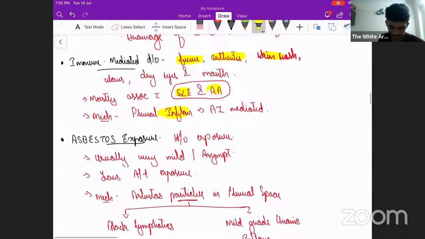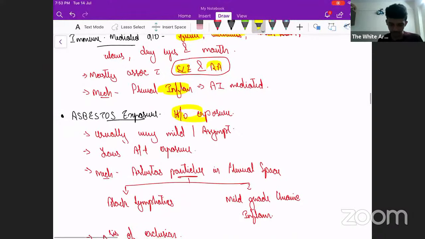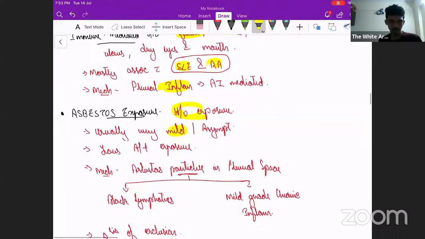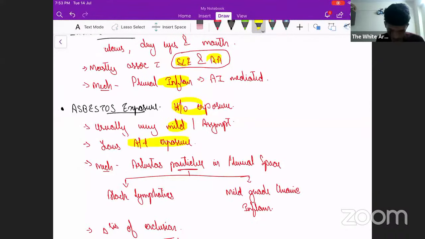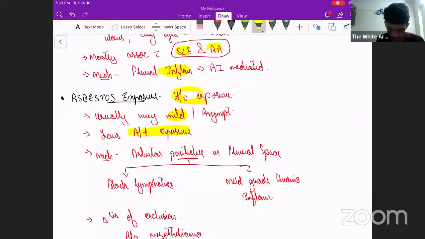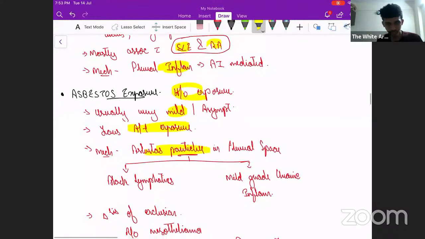Next is asbestos exposure. Again, there will be a past history of exposure, an occupational history. On asking for occupational history, there will be a history of exposure, and usually very mild symptoms will be there. What is more important is we rule out mesothelioma. Years after exposure, the patient presents. The mechanism is that asbestos particles go and block the lymphatics. One more is they cause mild grade chronic inflammation.